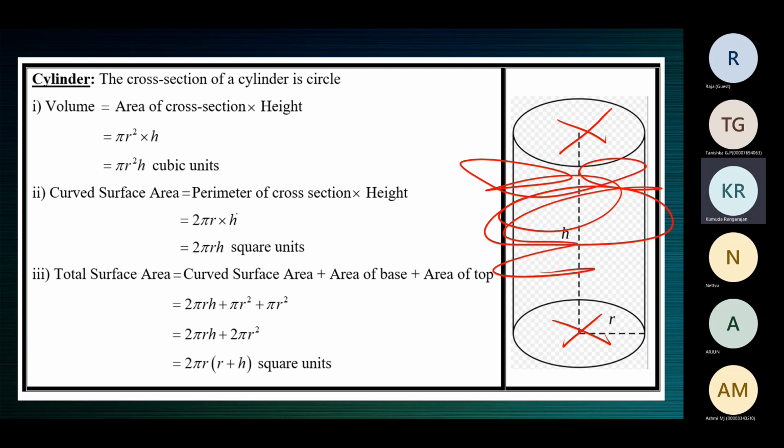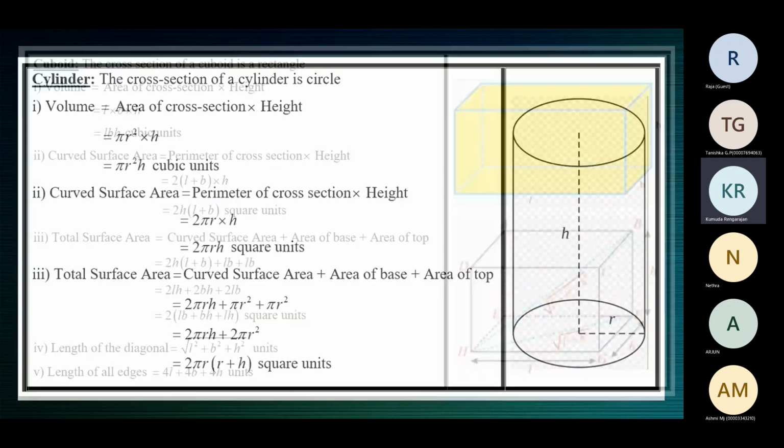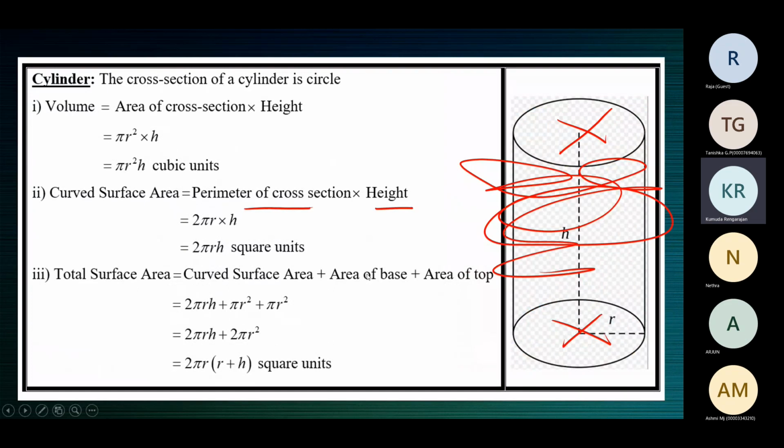So curved surface area is perimeter of the cross section into height. That's what we have been writing everywhere. And what is a cross section? The cross section is a circle. And what is the perimeter of the circle? The circumference, 2 pi r. Into h. So 2 pi r h square units. Area is expressed in square units. Volume is expressed in cubic units.